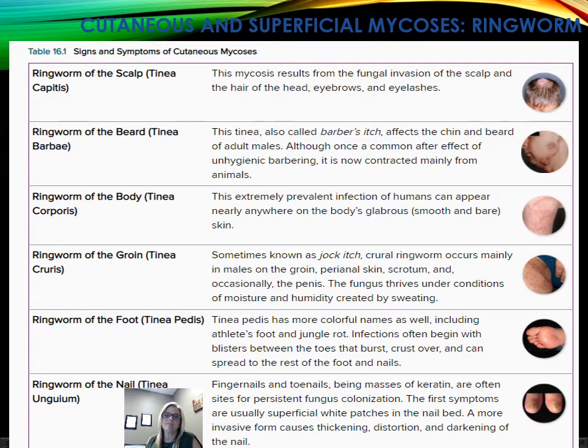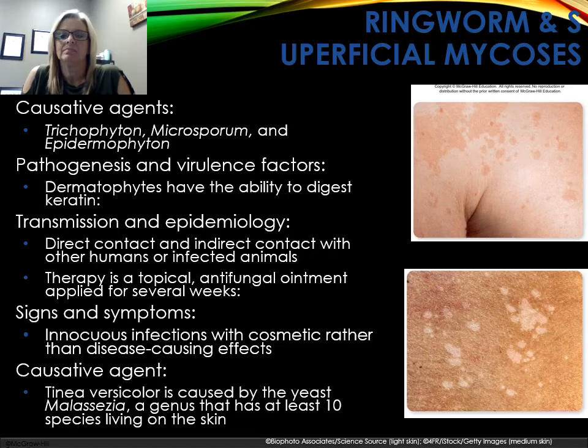All right, so be sure you know these. A little more detail on some of these, this ringworm and superficial mycoses. We have some other agents here that can cause some of these issues: Trichophyton, Microsporum, and Epidermophyton. Those are three other agents there. These vary by geographic location, but they're not restricted to just one genus or species.